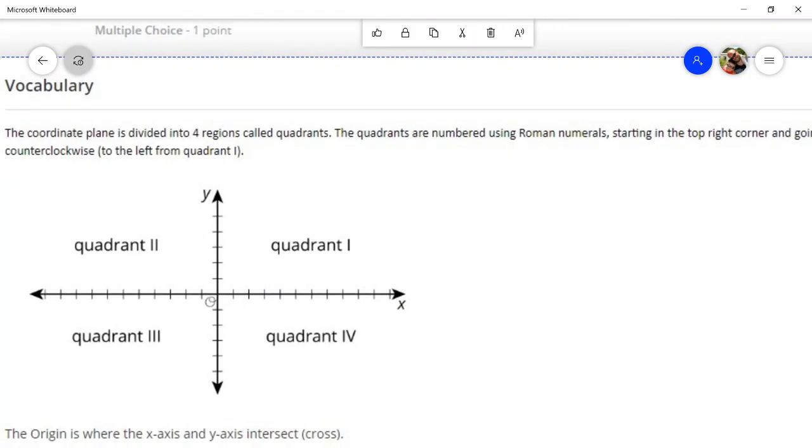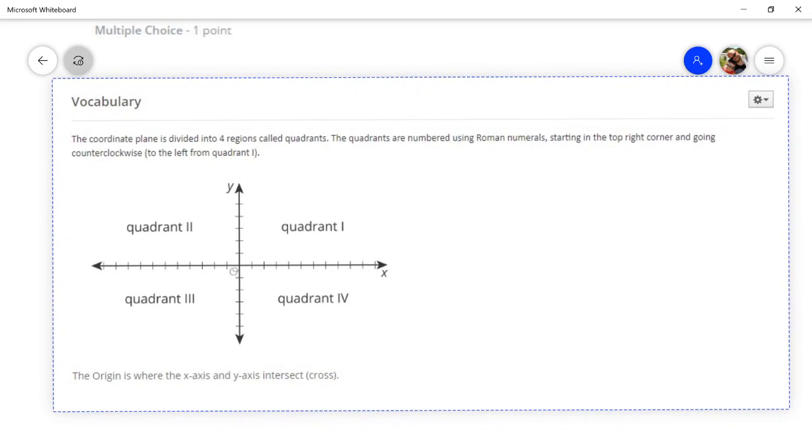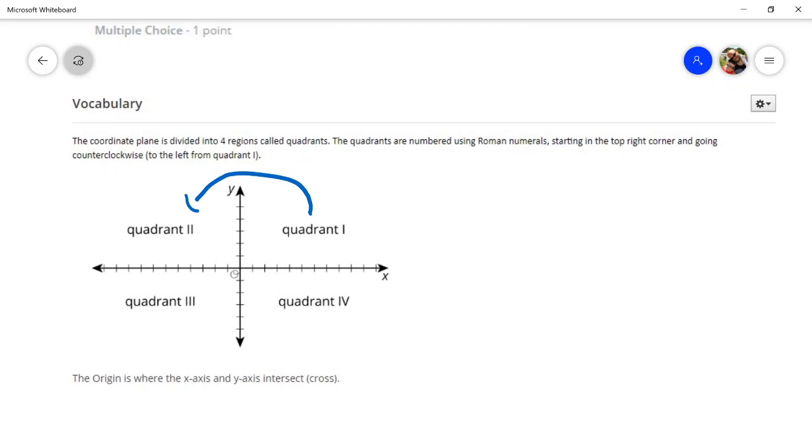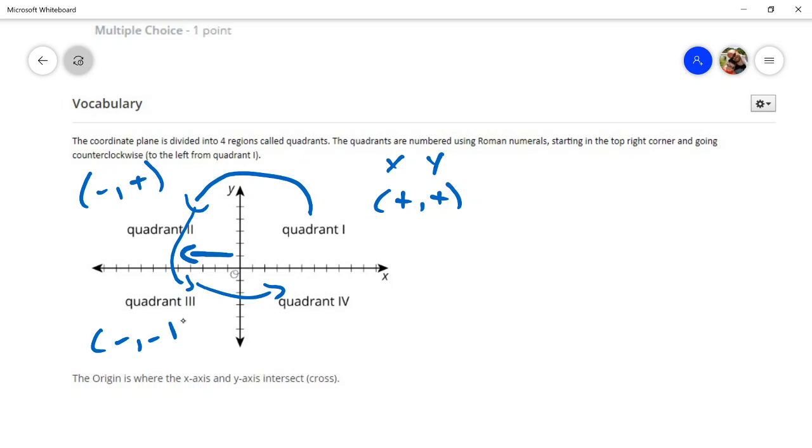Vocabulary. Okay, the coordinate plane. I think we got that beat pretty good now, so I think we're good. Quadrant 1, quadrant 2, quadrant 3, quadrant 4. Remember, quadrant 1, again, I've already done this in a previous video, is positive, positive, x and y. Okay. Quadrant 2, so that's going to be a negative positive. It's a negative x because it's on that side, but it's still a positive y. Quadrant 3 is negative, negative. Negative x and a negative y. And quadrant 4 is a positive x and a negative y.